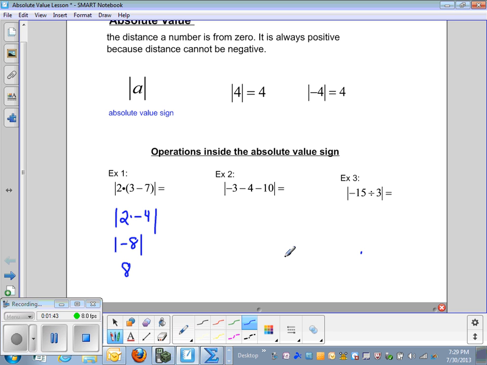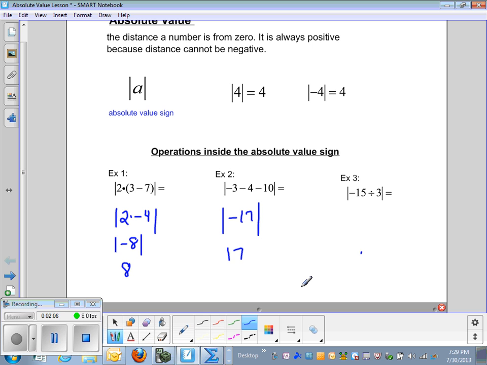For our second example, we have the absolute value of negative 3 minus 4 minus 10. So we're going to calculate what's inside the absolute value bars first. Negative 3 minus 4 minus 10 is a minus 17. The absolute value of minus 17 is a positive 17.